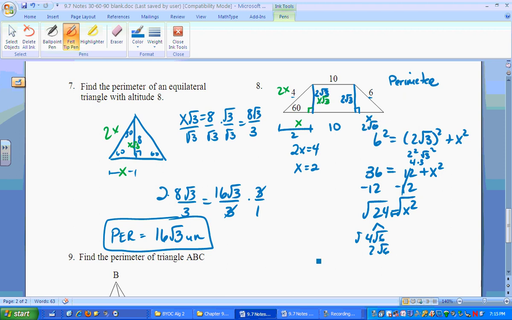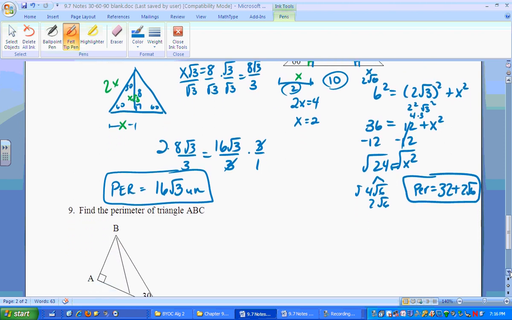Find the perimeter. So the perimeter is equal to the 4 plus the 10 plus the 6 plus the 10 plus the 2. So you add it all up, 10, 20, 32, plus this side here, which is 2 root 6. And you can't combine the 32 and the 2 because this has a root 6 on it and the other one doesn't. Leave it.